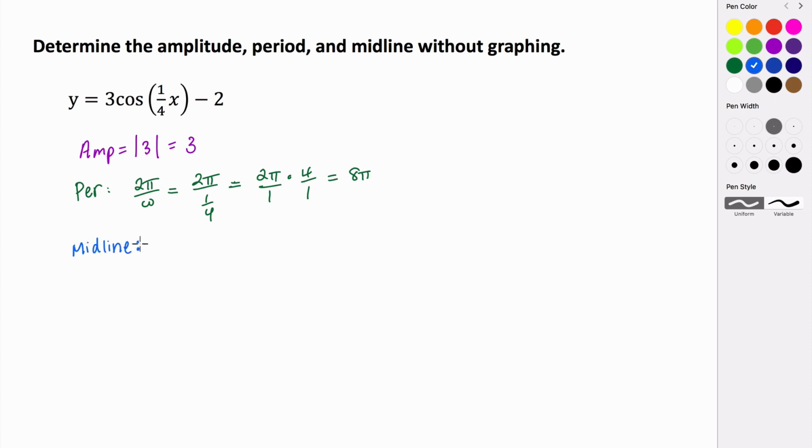The equation of our midline is y equals -2, which means this graph has been shifted down 2 units from our normal parent function.